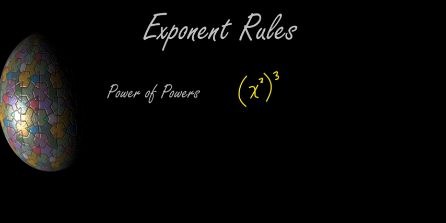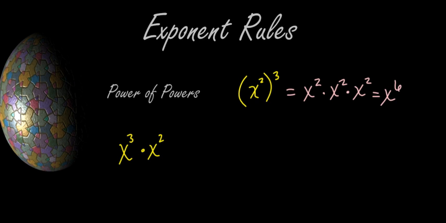Now the next rule is called the power of powers rule. This is different from multiplying because when we multiply we have the same base with different exponents, and this is the same base with a power raised to a power. What this is saying is that I have 3 x squareds. You'll notice there's no more parentheses. It's just saying 3 x squareds, and then you go back and multiply all these. We'd end up with 2x, 2x, and 2x, which gives me a total of 6 x's.